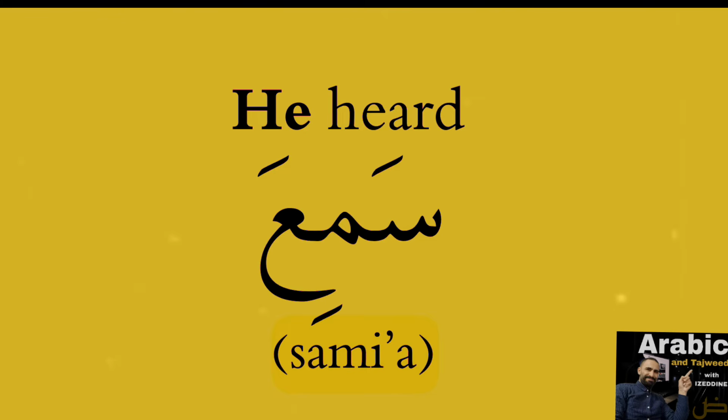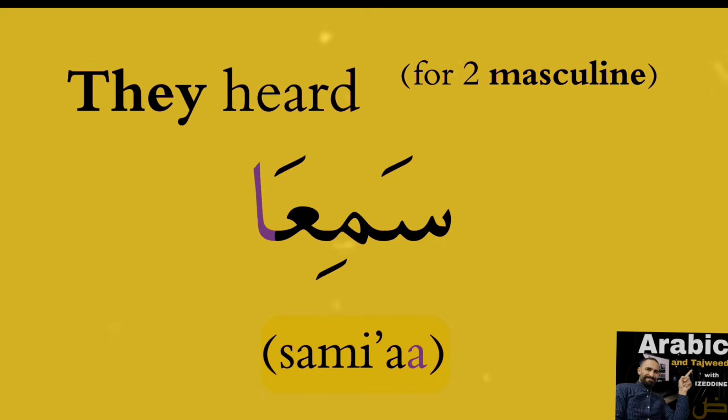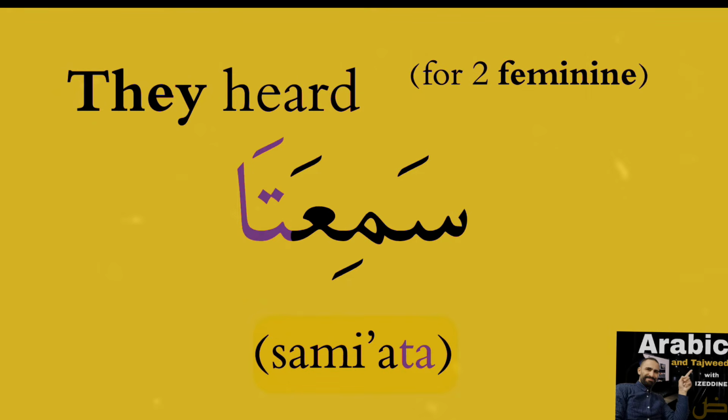He heard. سمع. She heard. سمعت. Okay, we add t. Of course, here we are talking about the past. The verbs are conjugated in the past. They heard. سمعا. Here we are talking about two persons, masculine, not feminine. For feminine, we say سمعتا, two girls, for example.